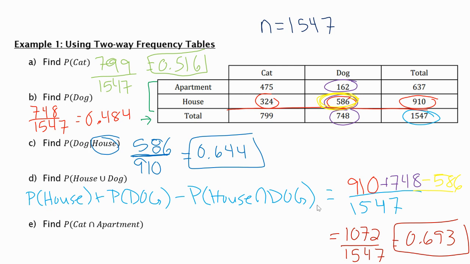And finally, the last one is asking for the probability of the intersection: they own a cat and have an apartment, so that's the and. A cat and an apartment is 475, so I'm going to do 475 over 1547. That probability would be 0.307.